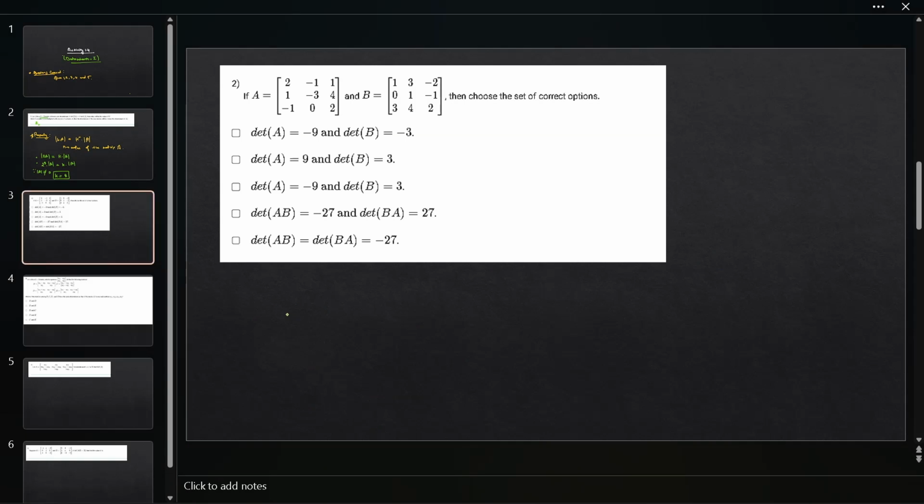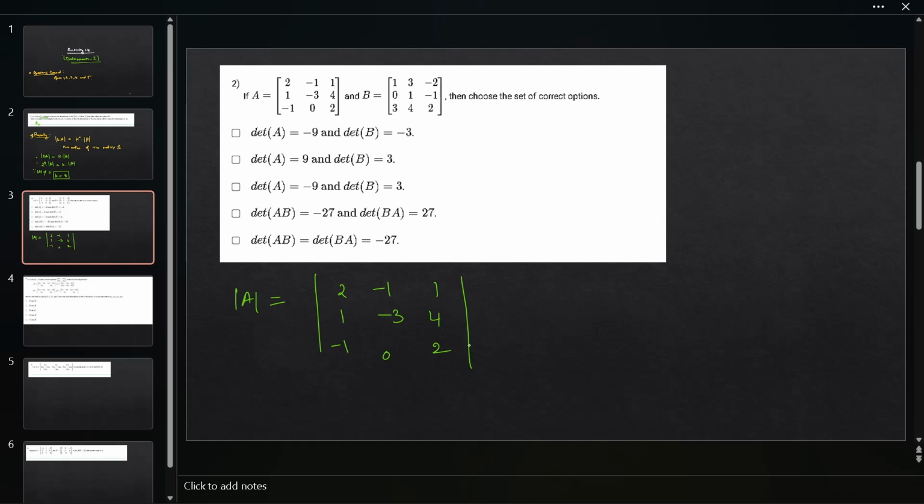In question 2, it is given to us that A is a matrix and B is a matrix, and we have to find the determinants of A and B. So let's get started. So let's start with determinant of A. It's 2, minus 1, 1, 1, minus 3, 4, and minus 1, 0, 2.